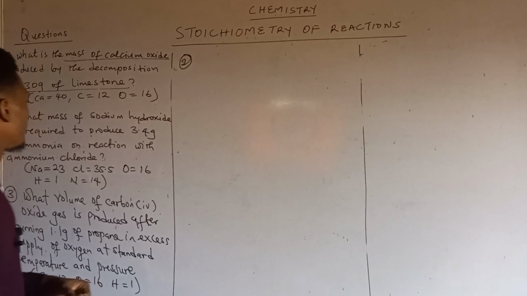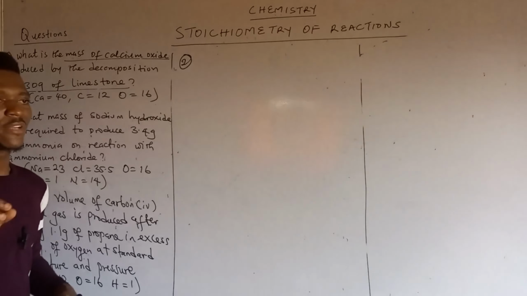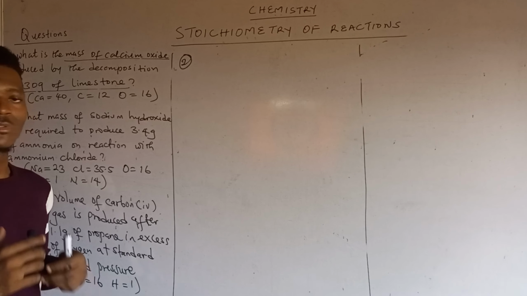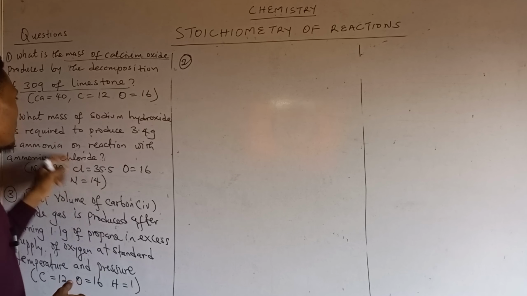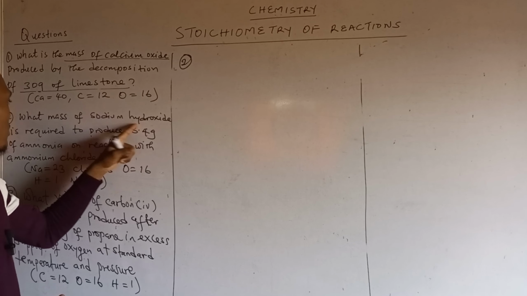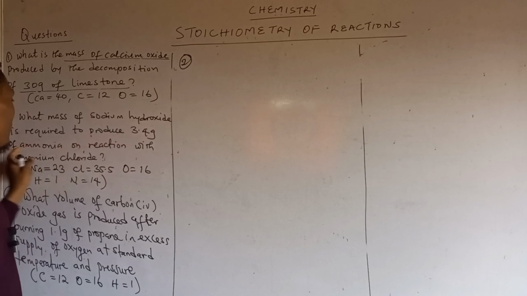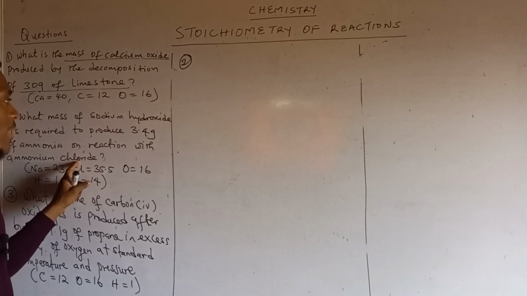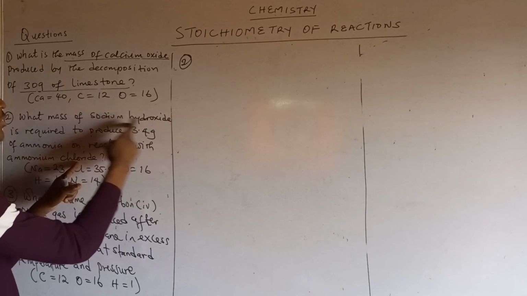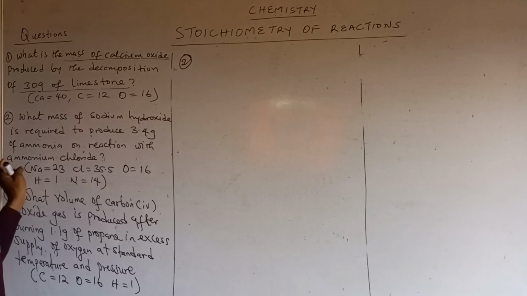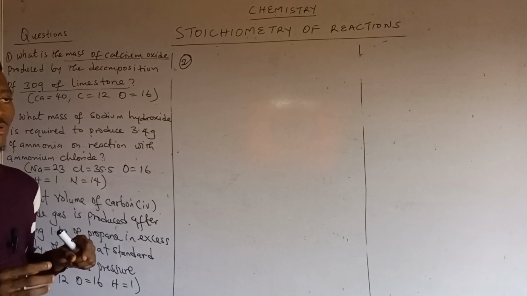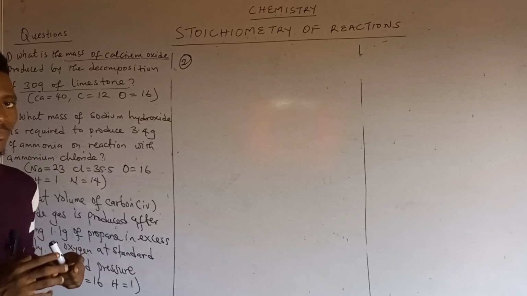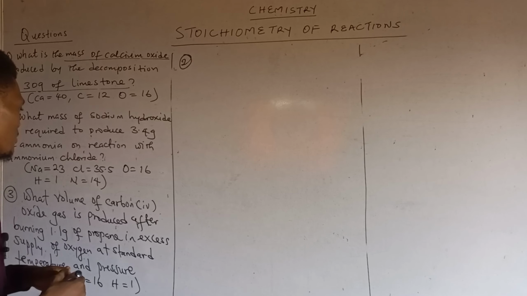Now, let's carry out the reaction. Like I said, one very important thing in stoichiometry is that you are able to represent the reaction. Now, we are told what mass of sodium hydroxide is required to produce 3.4 grams of ammonia on reaction with ammonium chloride. So it means there's a reaction between sodium hydroxide and ammonium chloride. Listen attentively. In stoichiometry, you have to understand the questions very well before you can start your calculations.